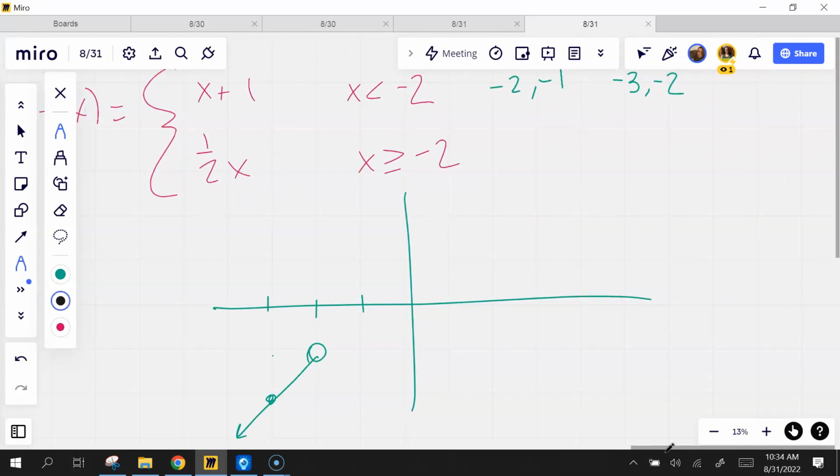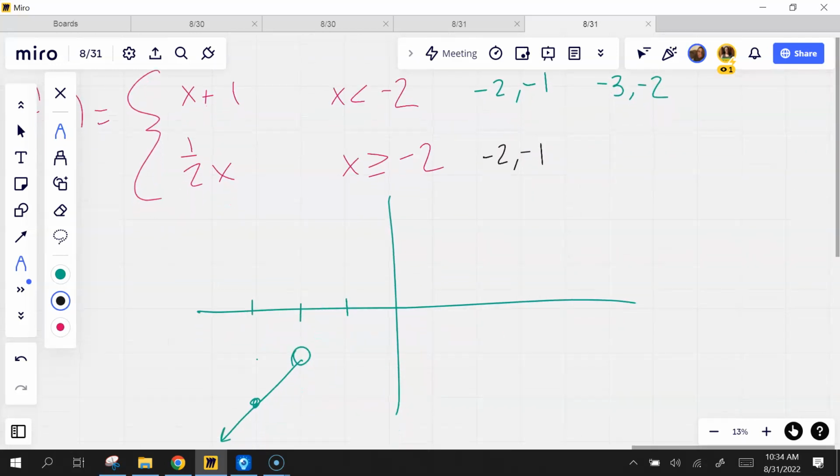And then for the last one, if I plug in negative 2, I get negative 1, and then bigger than, so maybe negative 1, and I get negative 1/2. So this point is shared, and that's okay. Negative 1, negative 1/2, and then it goes like this.